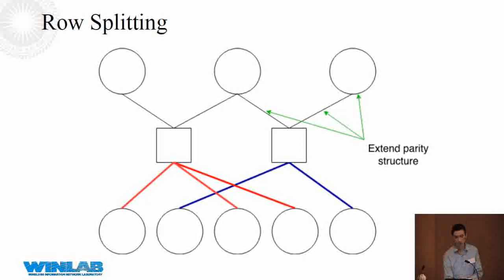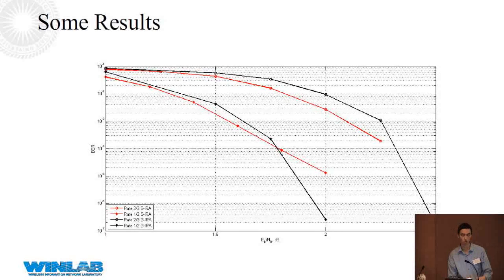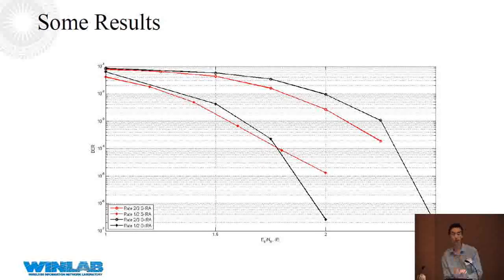So there are a couple different results that we have. In the red we have a structured IRA code that was constructed using this row splitting, and then in the black there's a generalized IRA code which was also created using row splitting. It's important to ignore the absolute bit error rate performance of these codes, because actually they're not very good for these particular codes. But it's important to look at the relative performance with each other.